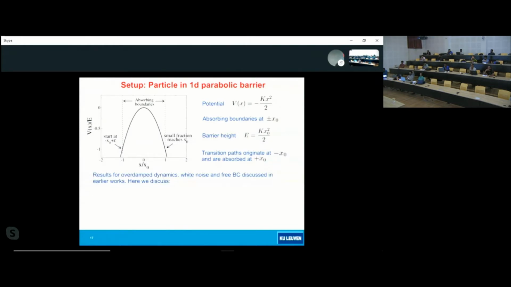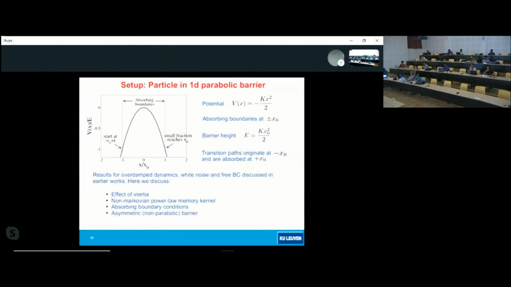But the idea is that if the barrier is sufficiently high, these recrossings are rare. In fact, if you go to a sufficiently high barrier, the two results coincide, free boundary conditions or absorbing boundaries, but they are different if the barrier is not that high.